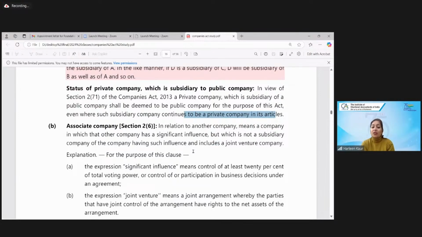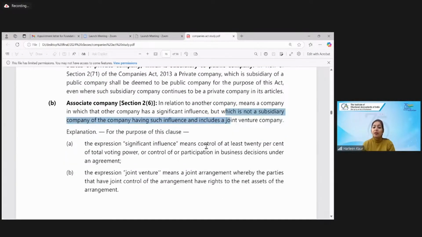Now let's understand what an associate company is. Associate company is very, very important. It means a company that has a significant influence on another company but is not a subsidiary company. If you're a subsidiary, then you're holding more than 50% of the share capital. So what is the meaning of significant influence? It means you're controlling at least 20% of the voting power of another company, or you're participating in the business decisions.